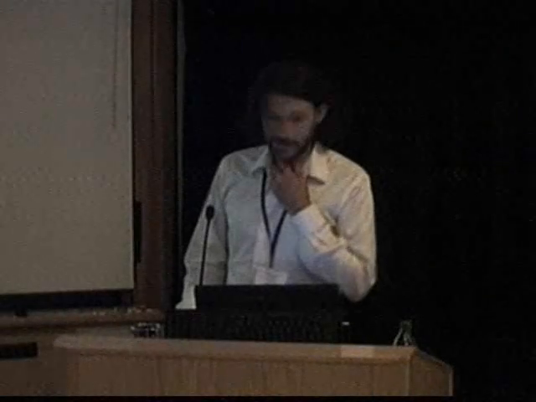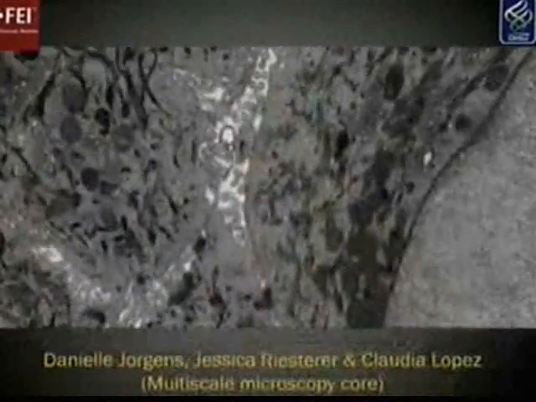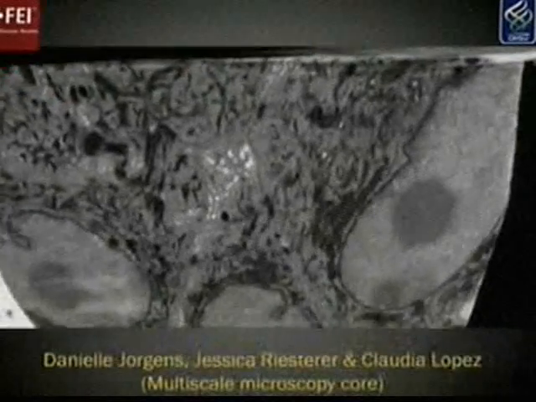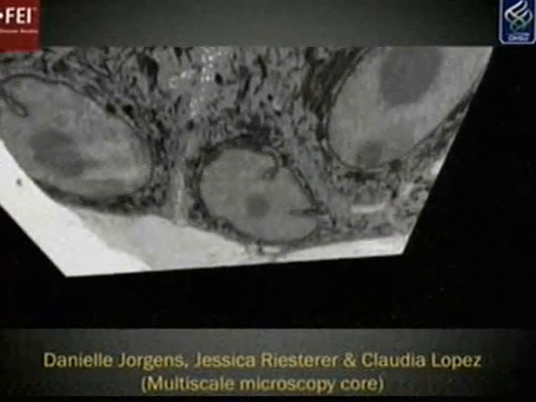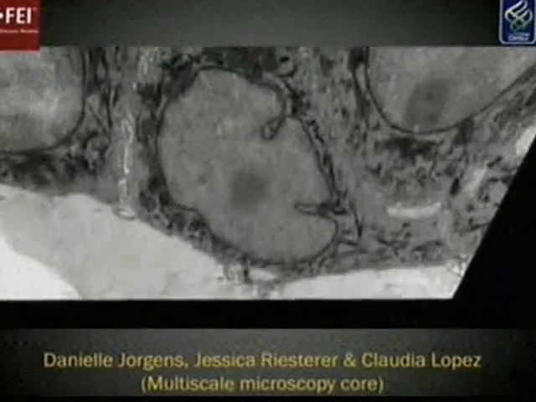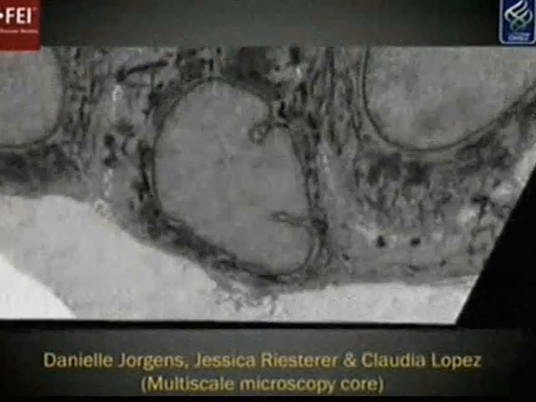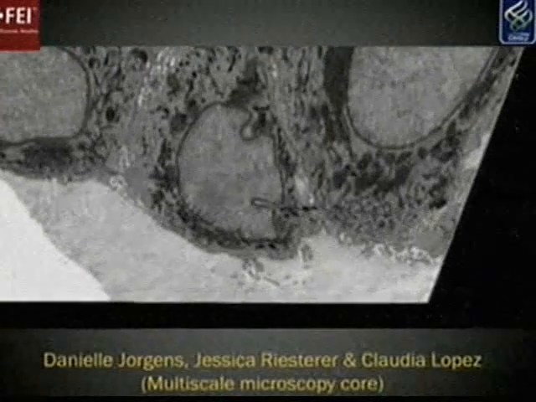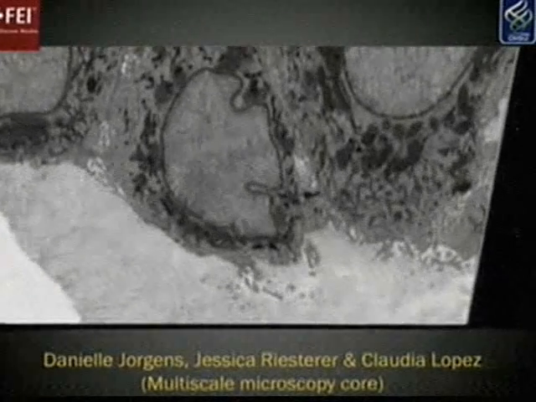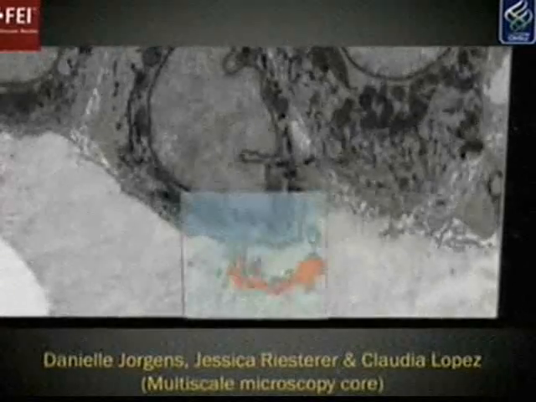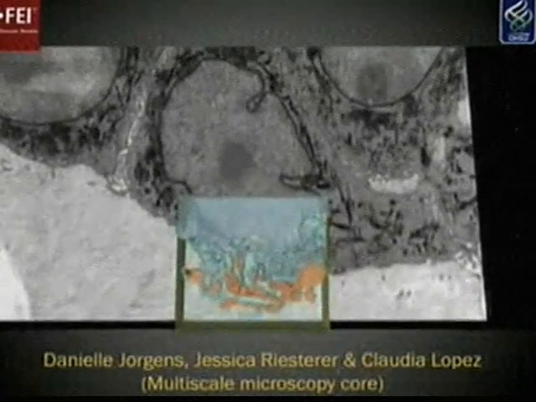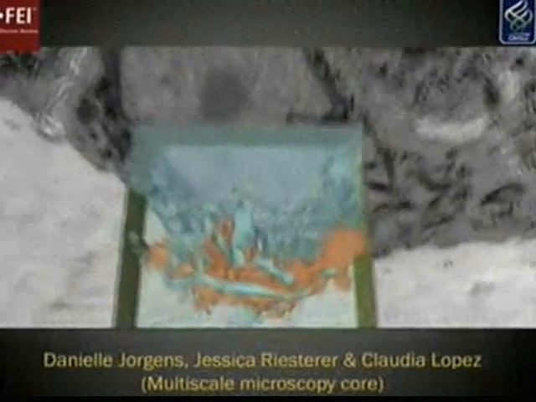This is a reconstruction done by Danielle Jorgens and Jessica Riester, who obtained the images of a breast cancer cell line. The one we saw previously was a pancreatic tumor. But this is a breast cancer cell line that's been grown in Matrigel, which is a 3D gel for mice that you can grow cells in to recapitulate their full 3D shape. She was looking at these same Filopodia-like projections that we're interested in.